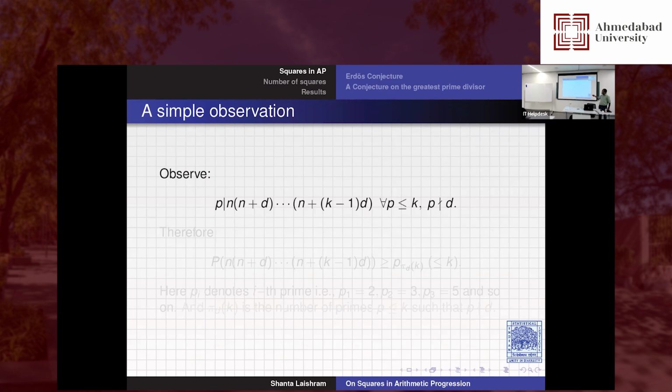You can generalize this to a product of k consecutive terms of an arithmetic progression. Now I've taken n and d to be coprime, so any prime dividing d will not divide the product. But any prime less than or equal to k which doesn't divide d will divide the product.